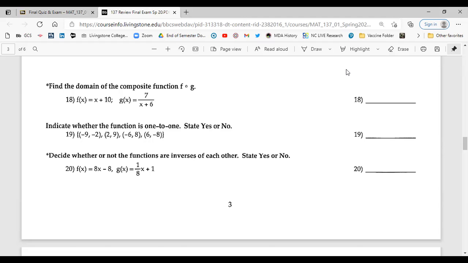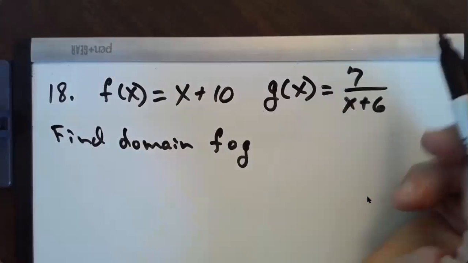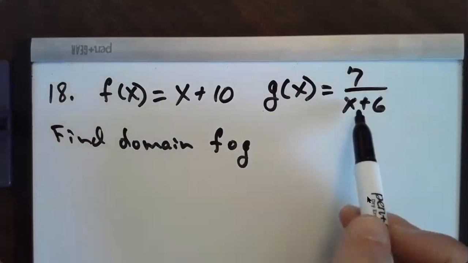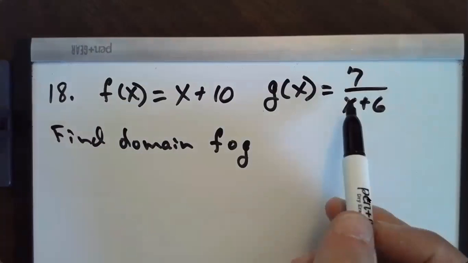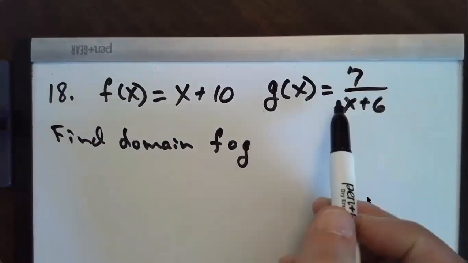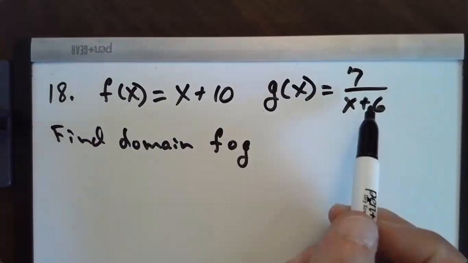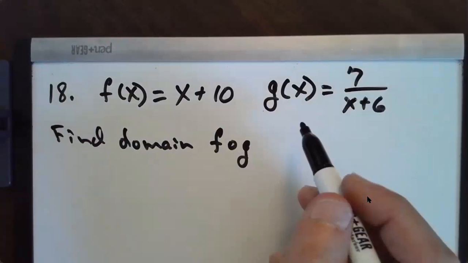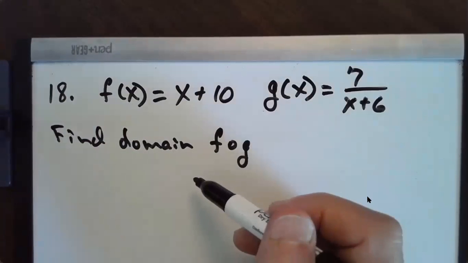All right, so let's go back to the board. Now the thing about composite functions is if the domain for both functions is all real numbers, then the composite function is going to be all real numbers. If one's all real numbers and the other one isn't, then you have to look at the domain for the second one. But we need to go ahead and find what that composite is first, and then we can find the domain.